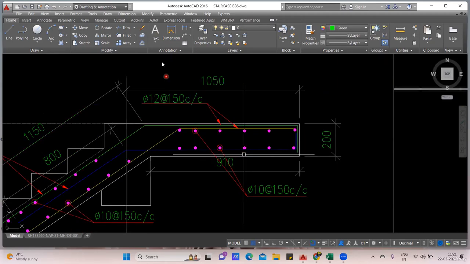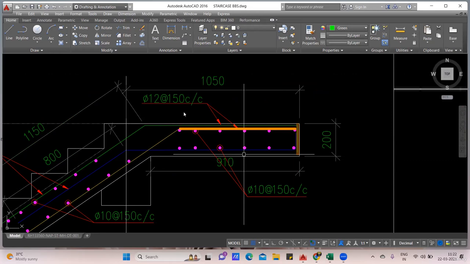This length is done. Next, I want to find this particular length from here to here. So how are we going to find it? It's very simple. We know this is 910 mm. If I take out one cover from here, since it's a landing slab and it is a staircase, we provide a cover of 20 mm. So out of 910, if I deduct 20 mm, I'm going to get this particular length from here to here. Got it?